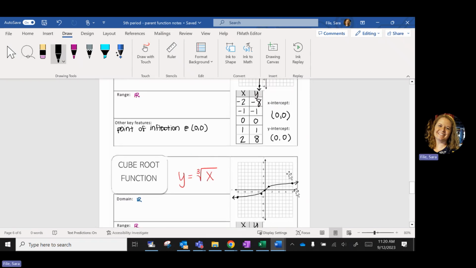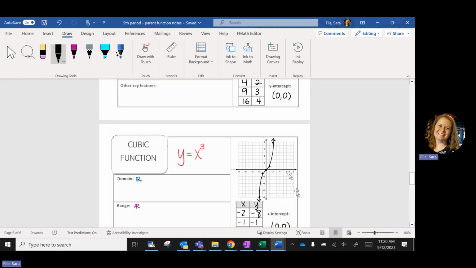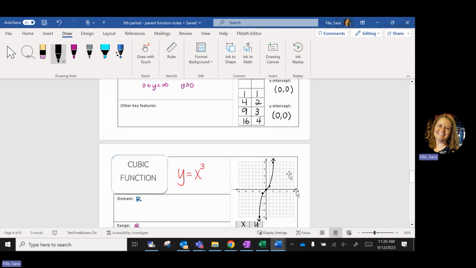Feel okay about cube and cube root? Guys, put your phones away. Get off your phone, put it away.